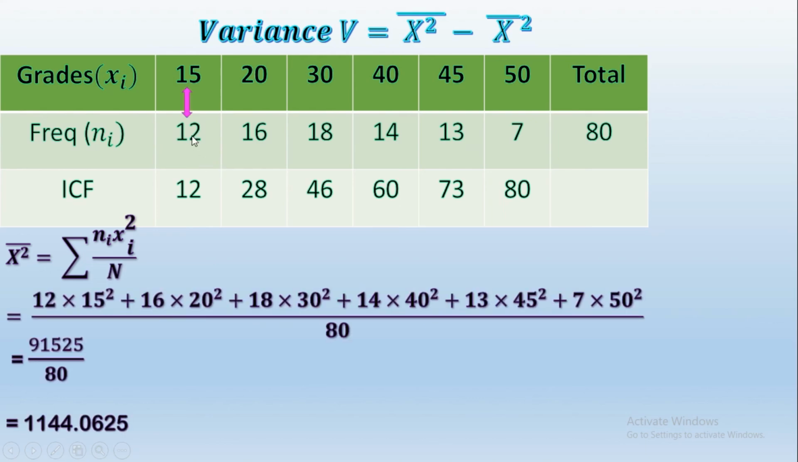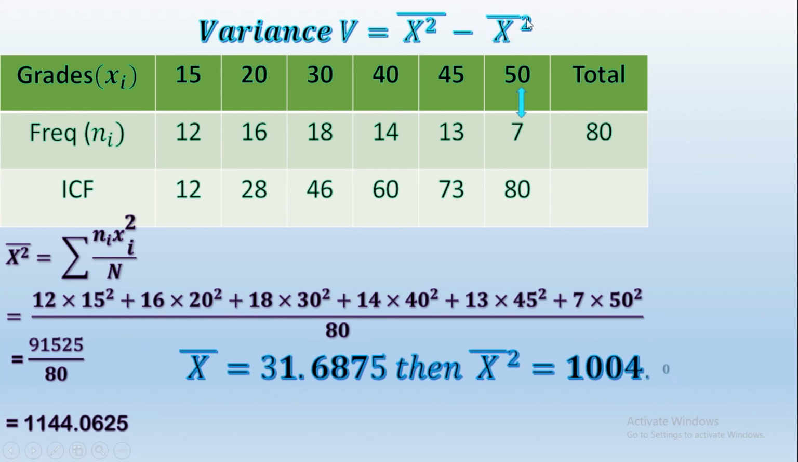X squared bar means the summation of ni xi squared all over the total n. So it's 12 times 15 squared plus 16 times 20 squared, as you see here, plus 18 times 30 squared plus 14 times 40 squared plus 13 times 45 squared plus 7 times 50 squared. All should be divided by the total, which is here 80. Then we get x squared bar is equal to 1144.0625.